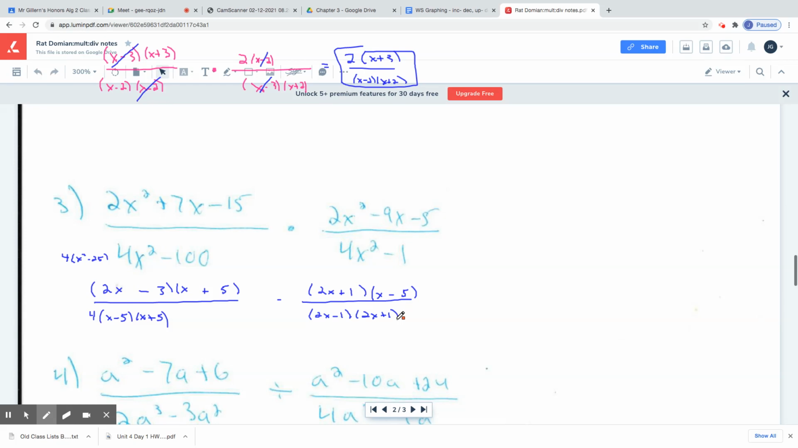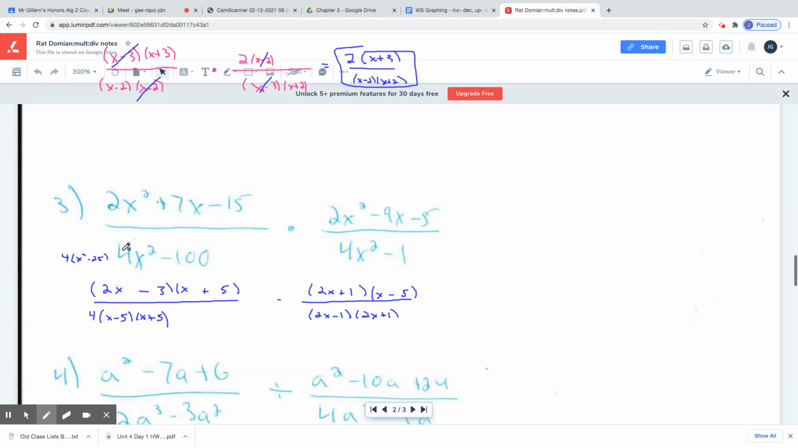Okay. All right. So when we factor all of these, the top of the first fraction there, 2x squared plus 7x minus 15, that's 2x minus 3 times x plus 5. If you see a mistake, just let me know.